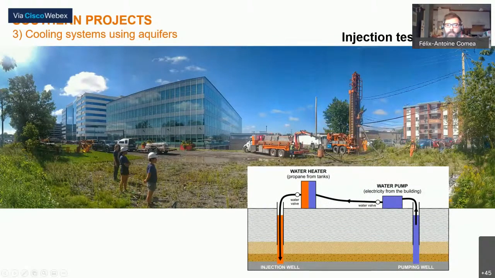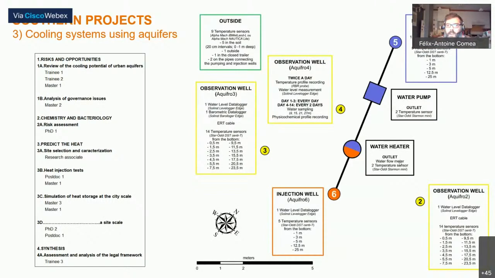Then the idea is that we drill some wells, especially pumping and injection wells, 30 meters deep. Then the idea is to pump water from the aquifer, and that goes through a water heater. Then the water is from 10 degrees, and we heat the water to 48 degrees and inject the same water warmer in the aquifer, and we drill also observation wells to be able to see the thermal plume and be able to evaluate the amount of energy that can be extracted from this aquifer. Then this is the configuration of the system, with the pumping and the injection well and the three observation wells that have a lot of sensors.